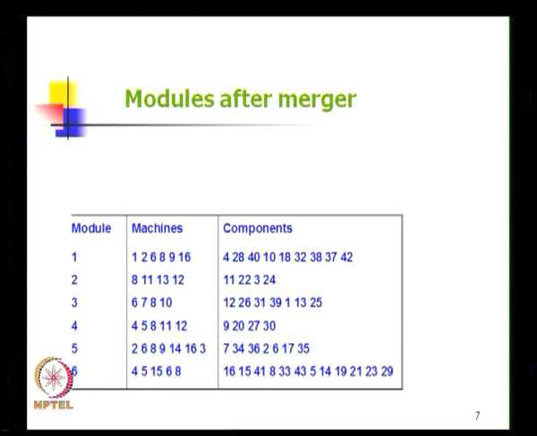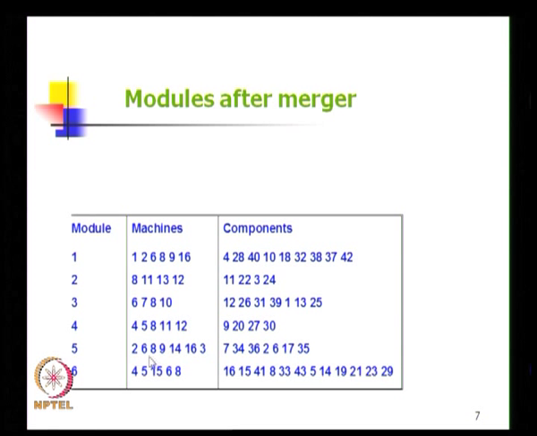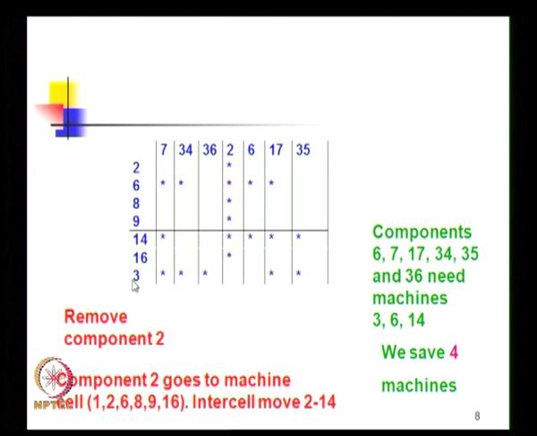So, we create one intercell move, at the same time we save 4 machines from this cell, we relocate one component from here to here. So, that is what we do when we take a close look at this module number 5. Now module number 5 will have only 3 machines, which are 3, 6 and 14. So, we have reduced the size of one of the modules, we have relocated one of the components, and we have created one intercell move to save 4 machines from this module.